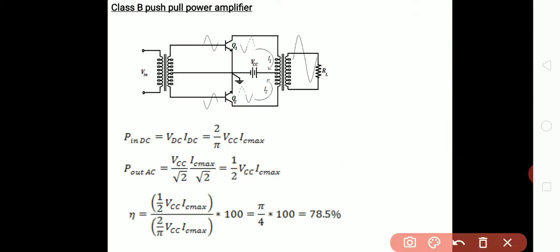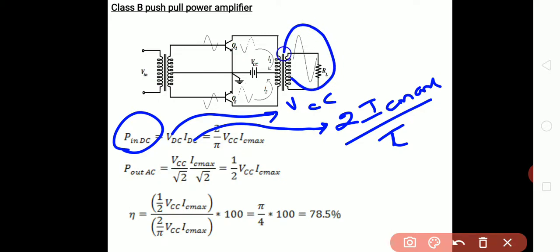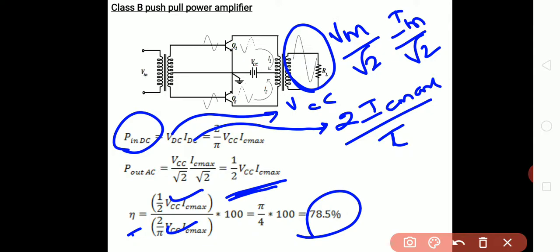So we have our DC voltage as VCC and DC current as 2 times I_C max by pi, and this gives our input DC power. And coming to the AC power, because the output is a complete cycle, the RMS values are given to be Vm by root 2 and Im by root 2. So this comes as 1 by 2 VCC into I_C max. So for the value of efficiency, AC power by DC power, which gives us 78%.